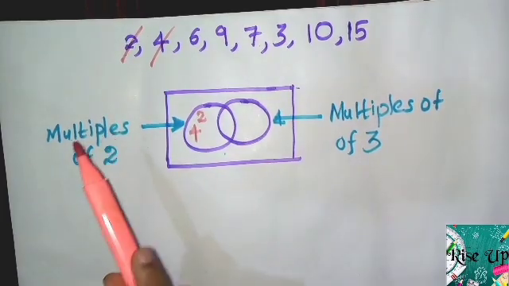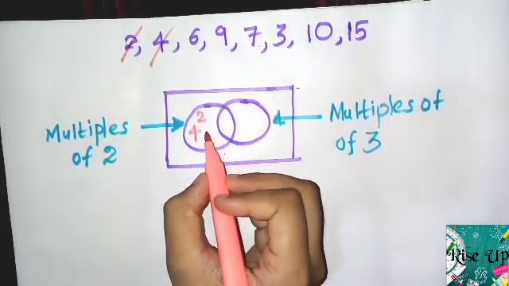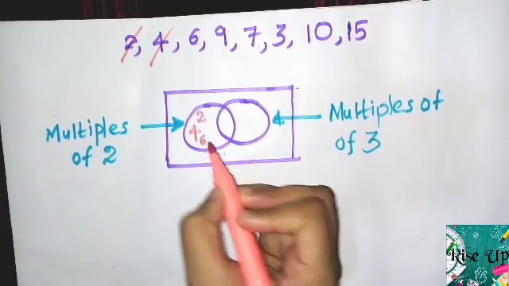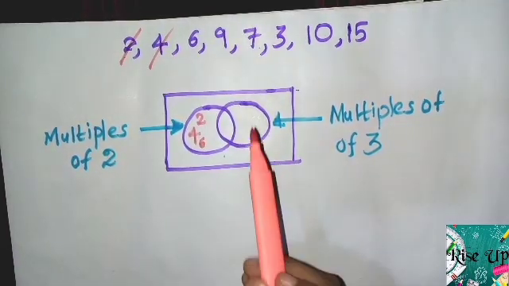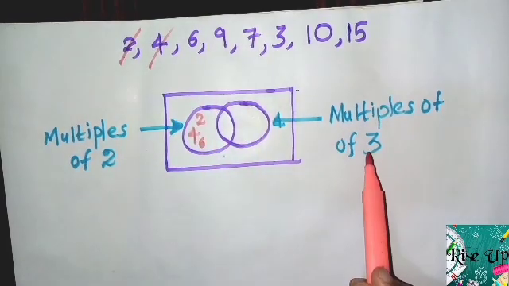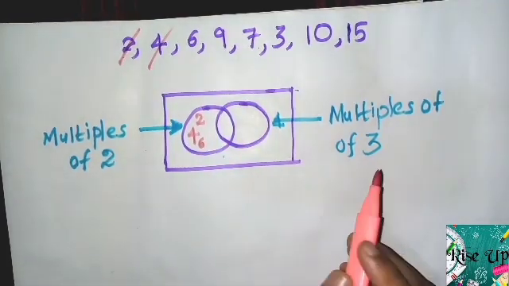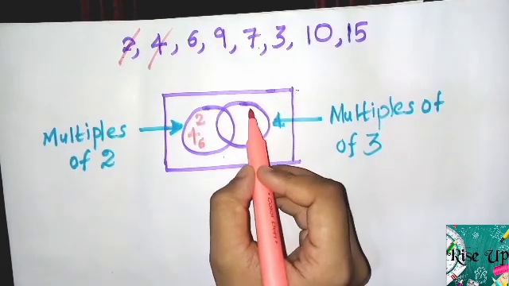Next, observe the number 6. 6 is a multiple of 2 because 2 times 3 is 6, so we write it there. 6 is also a multiple of 3, so it belongs to the multiples of 3 as well. Let's write it there.